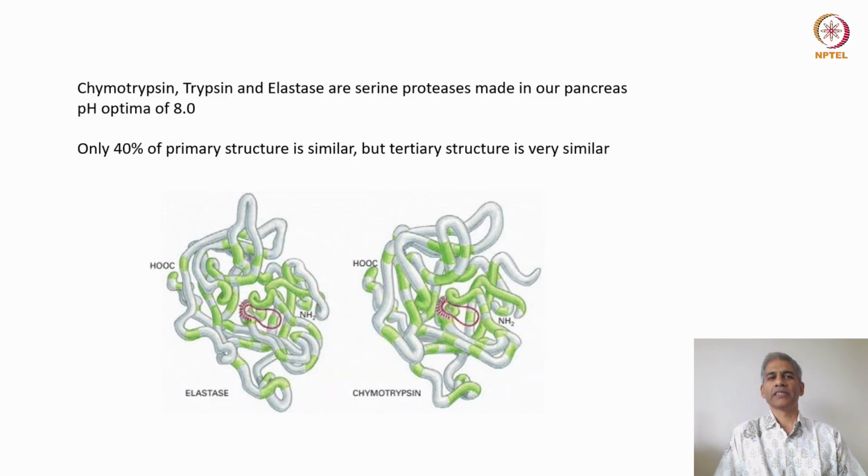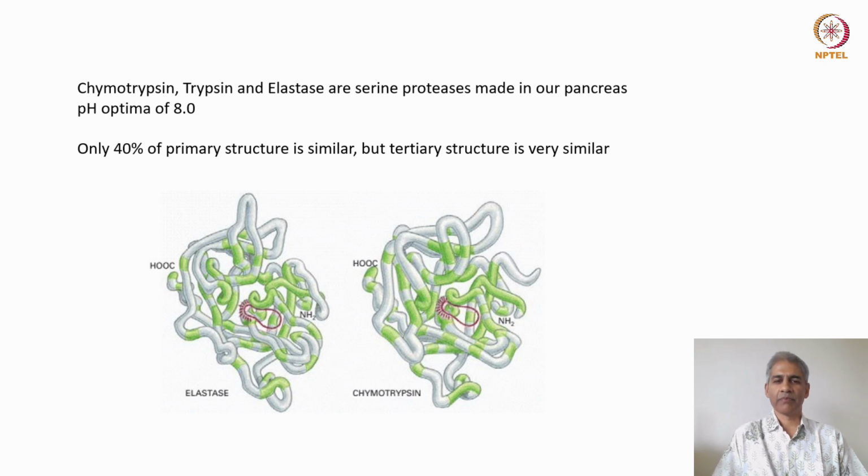Coming back to the theme of structure and function. So we all have proteases within our digestive system. Proteases are enzymes that are used to break up other protein molecules. So the three proteases named here are chymotrypsin, trypsin, and elastase. And they are all serine proteases, which means they catalyze a particular kind of reaction. And they work at a pH of 8.0. Now shown at the bottom are 3D structures for elastase and chymotrypsin.